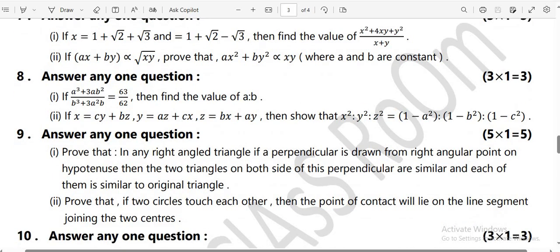Question number 2. Prove that if two circles touch each other, then the point of contact will be on the line segment joining the two centers.